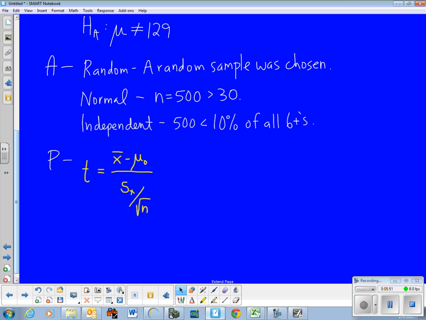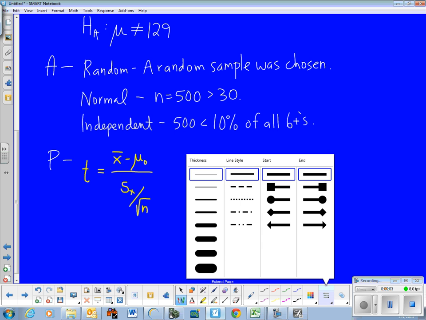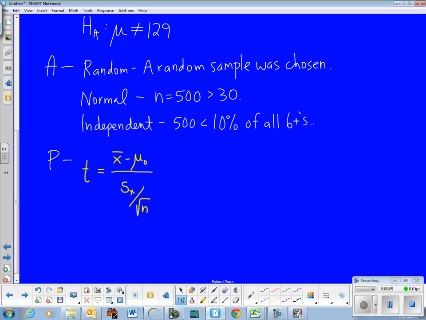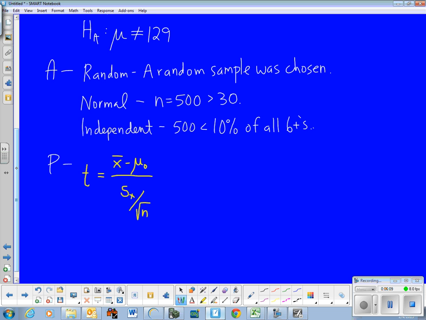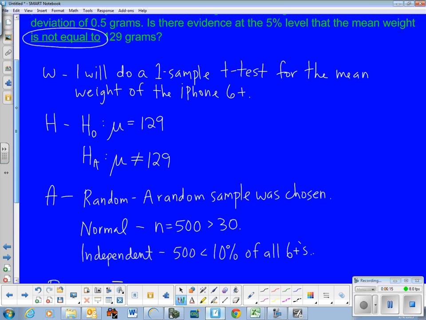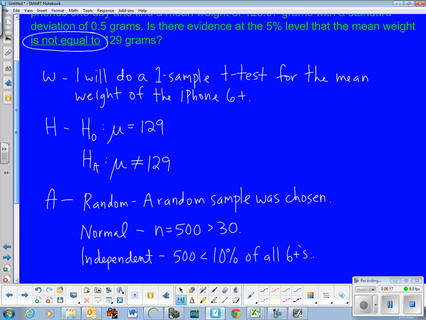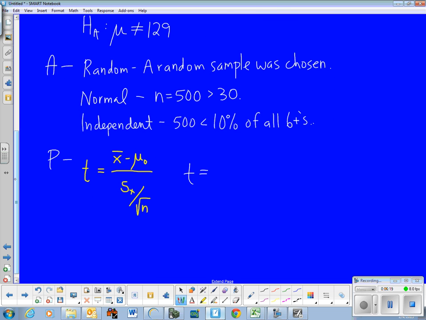It is like a z-score, but since we're in mean land, we have to deal with the degrees of freedom and all of that business. So what we're going to do is sub into this, find the test statistic by hand, and go to the tables to find the p-value. So x bar, that's my average, my sample average, sample mean, 129.07.